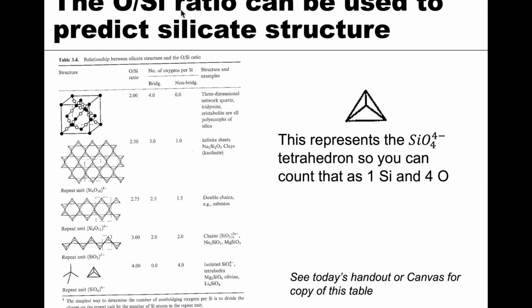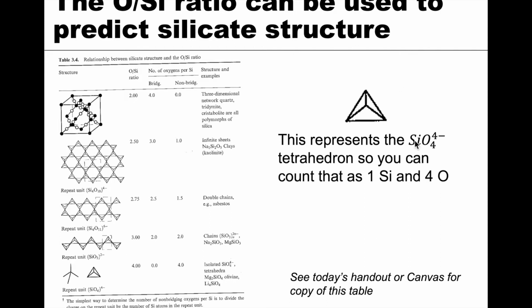So this oxygen to silicon ratio we can actually use to predict the silicate structure. So I've got another table here from that same textbook. This one is table 3.4, and it gives the relationship between the ratio and the type of structure. So the one we just saw up here, this three-dimensional network, cristobalite, tridymite, all of these polymorphs of silica, SiO2, have a ratio of 2, and that means that they have all bridged and 0 non-bridged oxygens. So that's what we have.